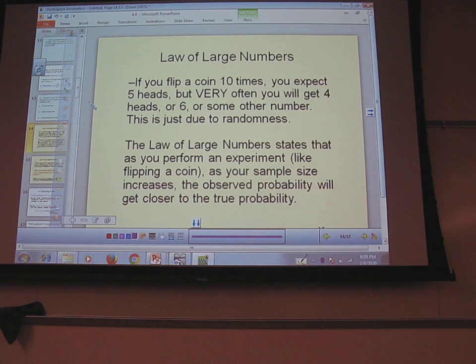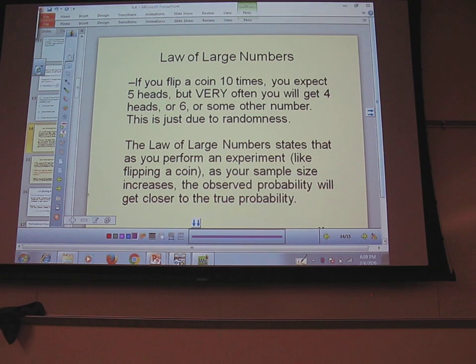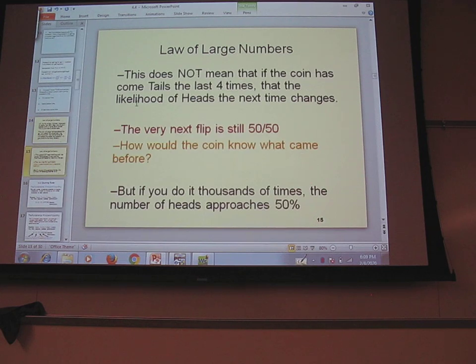Great. Exactly. So if you do it often enough, longer and longer, then eventually, you might get some big variance in the beginning, but eventually the probability will get closer and closer to the true probability. Do not misinterpret it this way. People do this all the time.